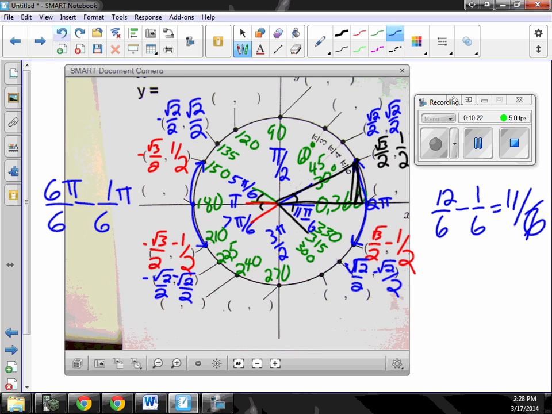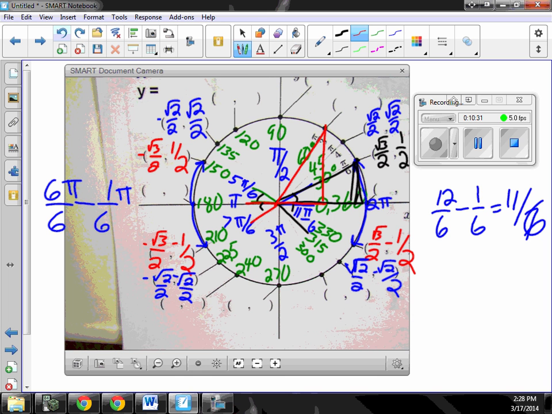Now if we go to the 60-degree angle, so we have this triangle. What is the x value of that triangle? The x value is 1/2. The y value is √3/2. So we do the same thing in quadrants 2, 3, and 4 with the correct negatives.